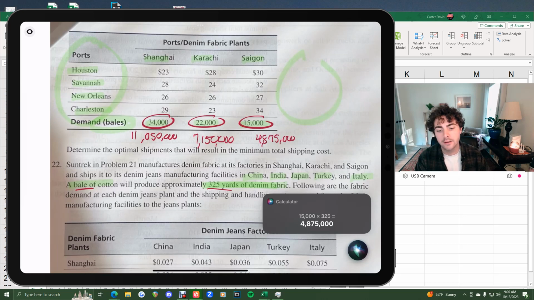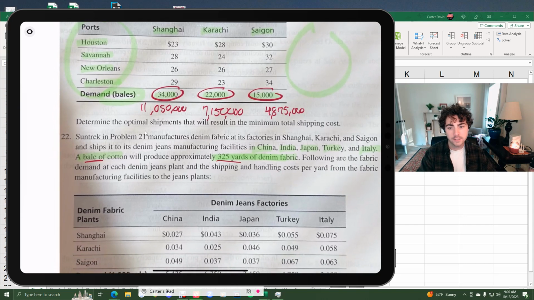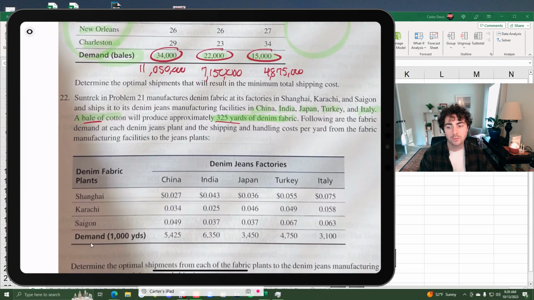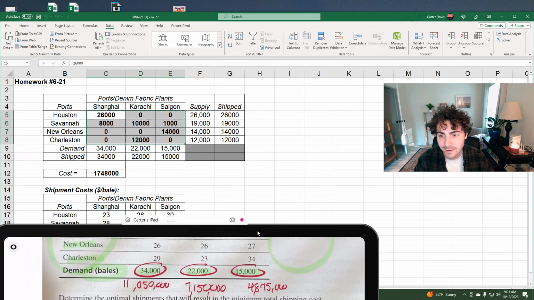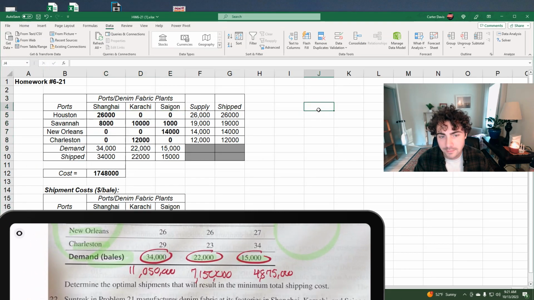Beautiful. And notice these are massive values, but they will talk about the demand in thousands of yards. So basically we'll have each of these values divided by 1,000. So I should have just done this in Excel. I don't know why I'm wasting time. Let me just do it right here. I'm sorry. All right, let me just do it again.